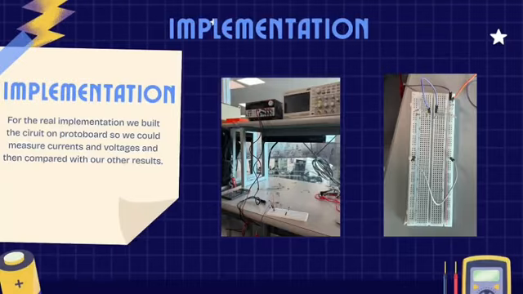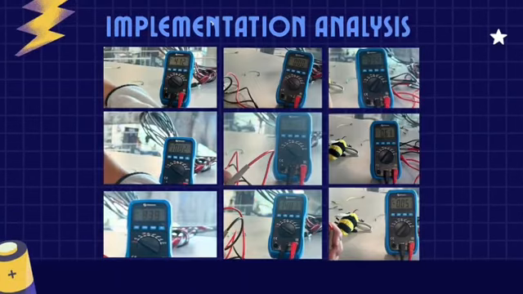So now, for the real implementation, we built the circuit on a protoboard, as you can see in the images. Then, we used the power supply to give the circuit 15 volts. So then we could use the multimeters to measure currents and voltages and then compare them with our other results. In this slide, you can see the photos of our measurements.